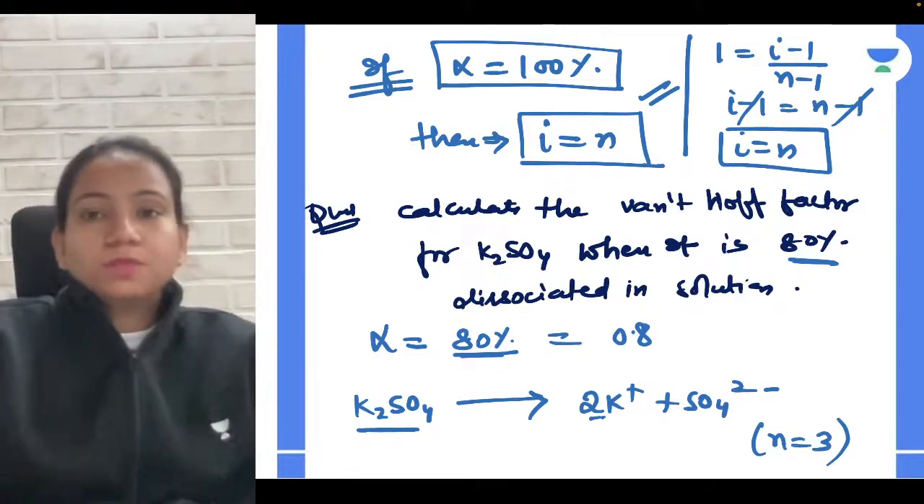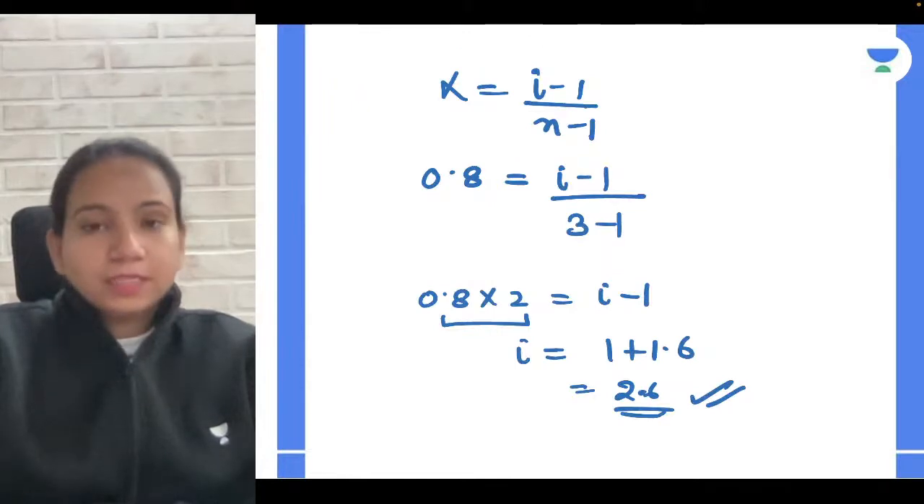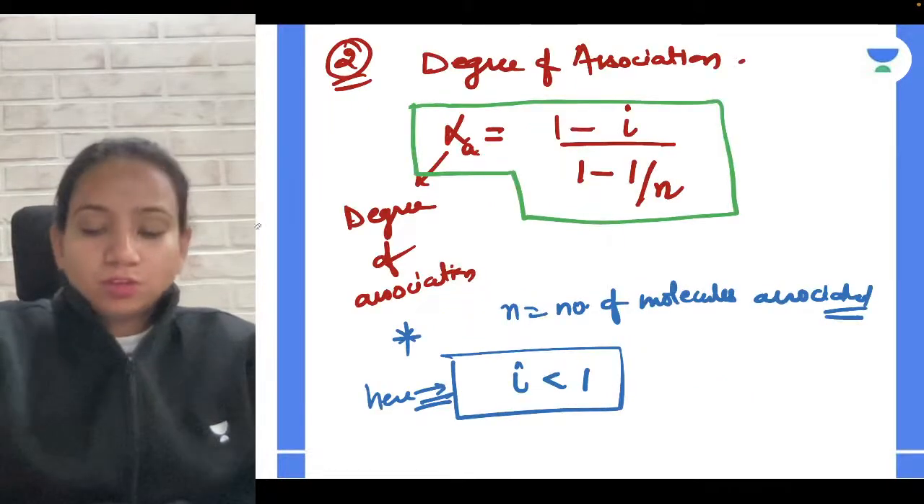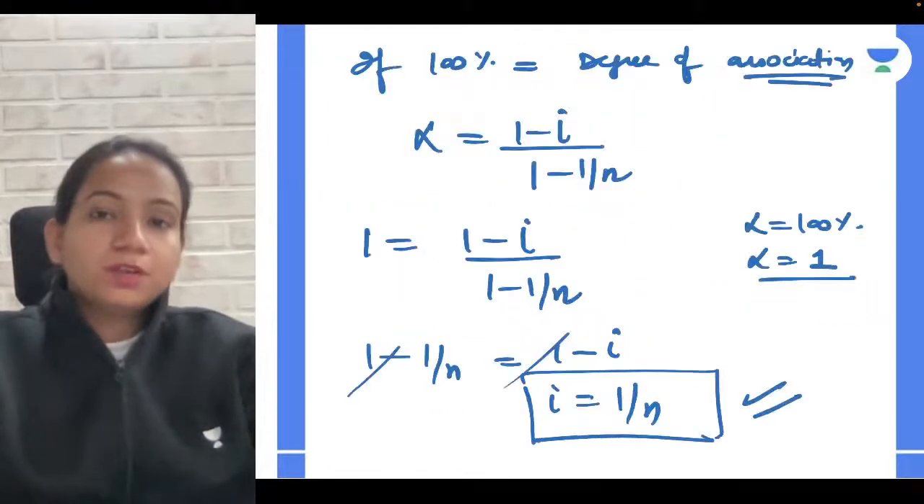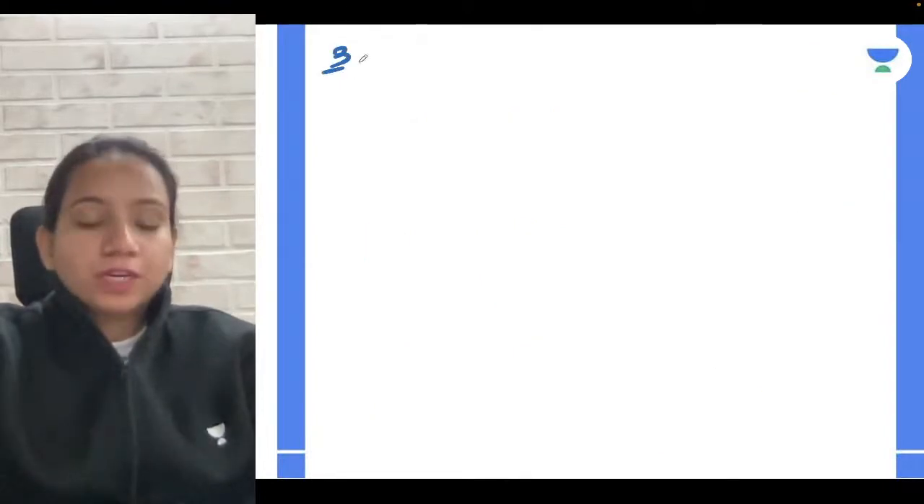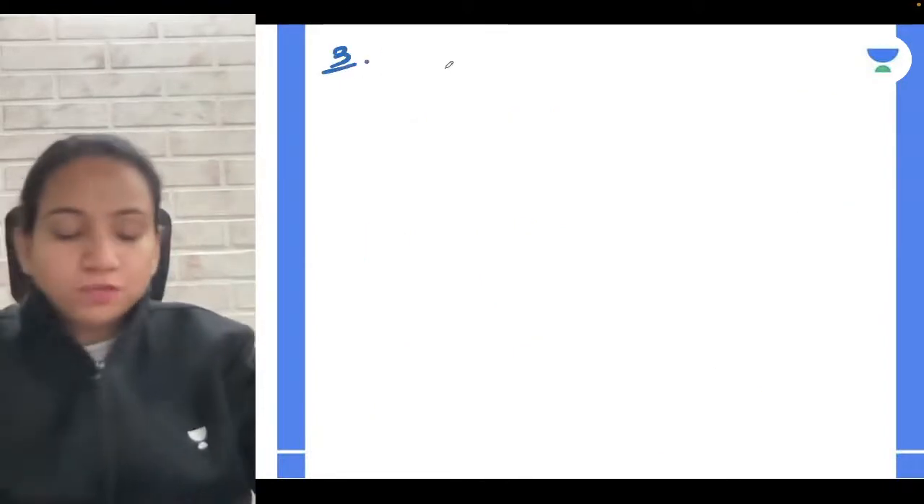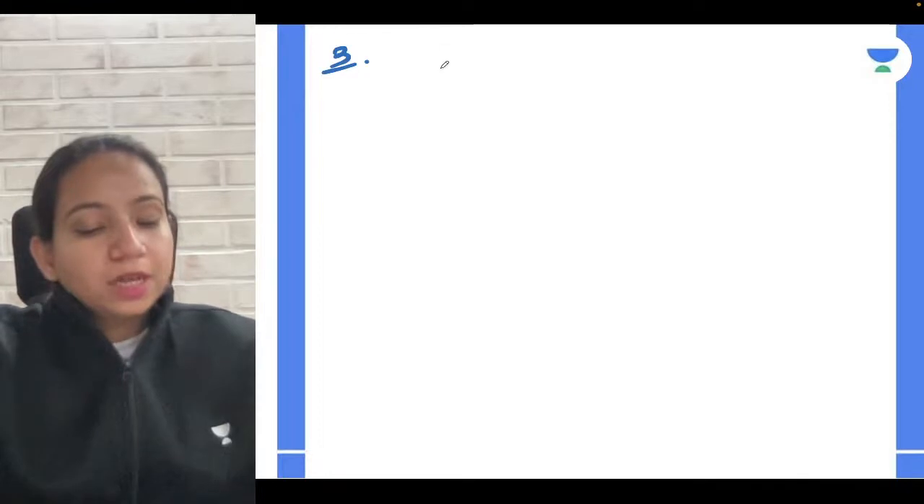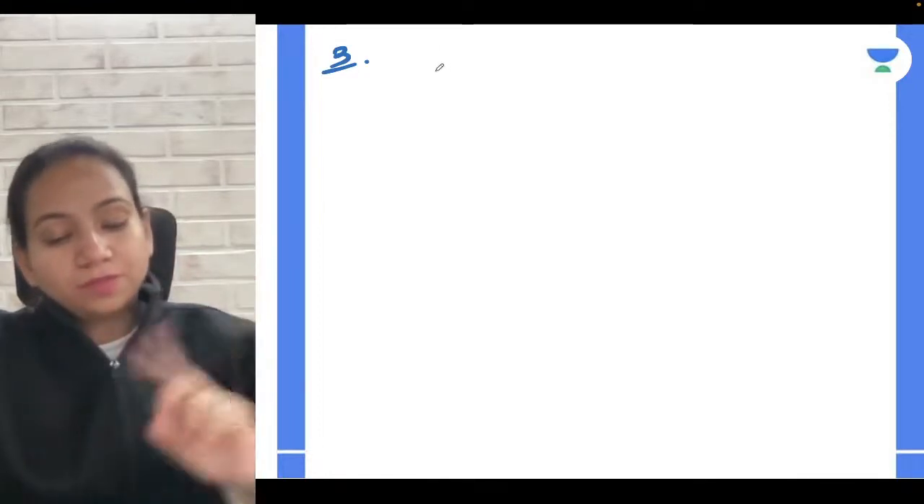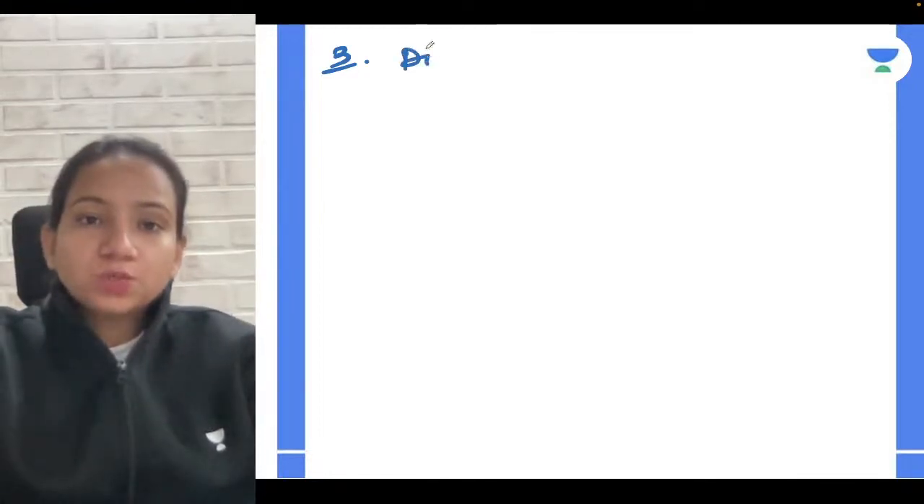Very good. So let's talk about the next thing. The third application of the Van't Hoff factor is that you can get the degree of dissociation, and then you can also find out the dissociation constant.